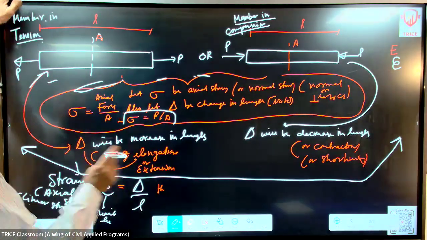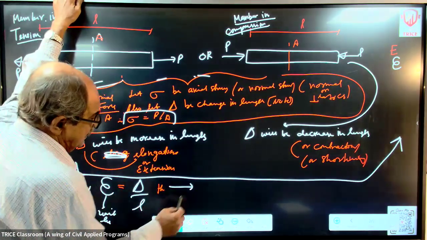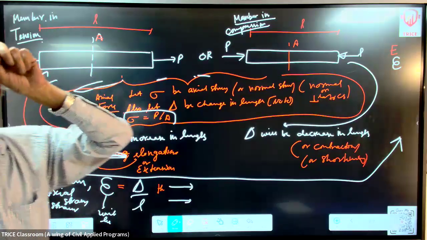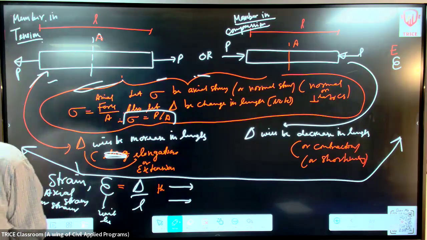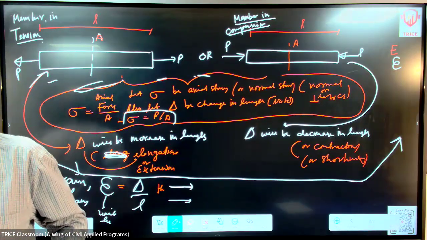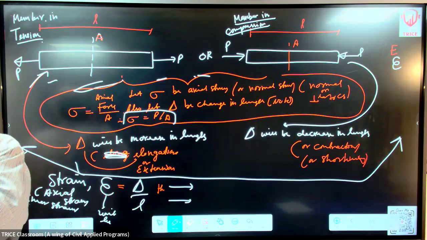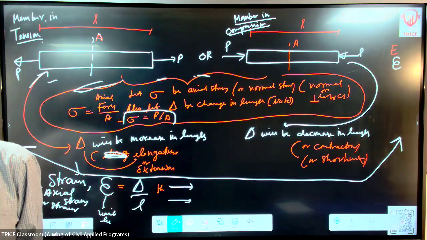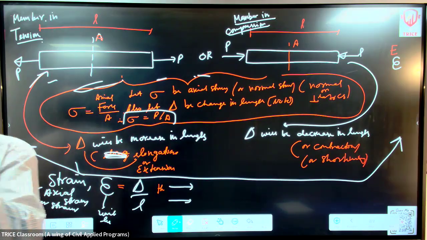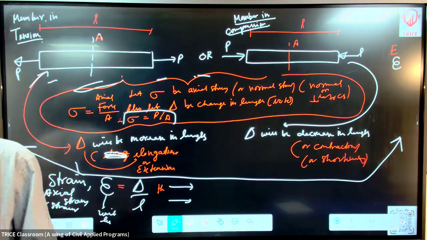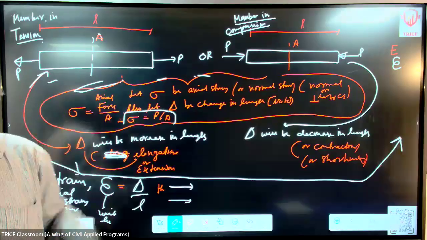Now write one small note here. I will dictate. If the member is in tension, stress is called tensile stress and strain is called tensile strain. If the member is in compression, stress is called compressive stress and strain is called compressive strain. After going through the class, make a note of that one. Okay. Now, this full board I will remove. I will go backwards.